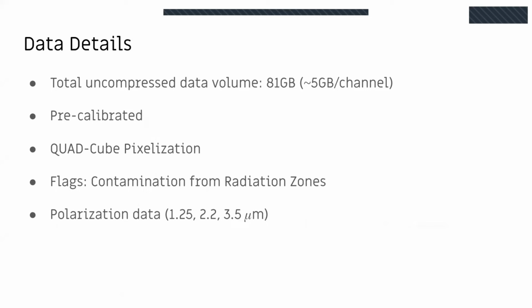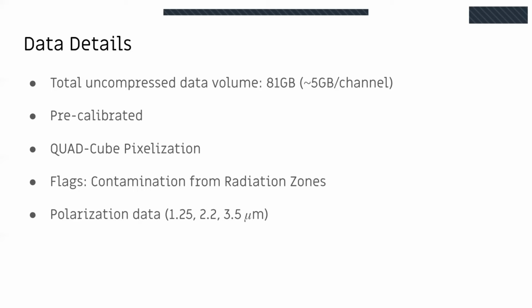So the data details itself, DIRBE is a fantastic test case for getting into Cosmoglobe because it's very light. There's 81 gigabytes of data total, about 5 gigabytes a channel, which most modern laptops can easily handle, holding all of that in memory at once, at least one channel. The data that we're using is pre-calibrated, which may be something we have to solve later on, but it's nice for now.